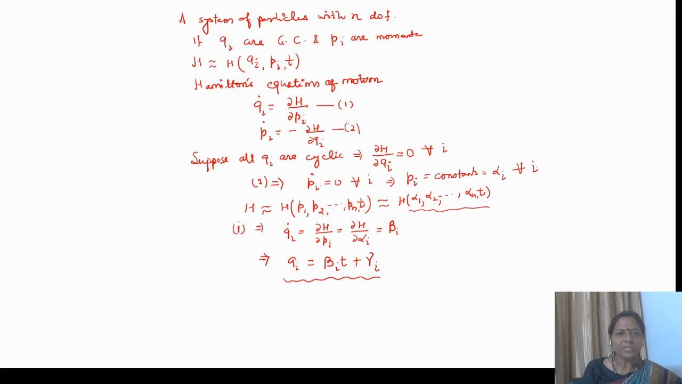Suppose you have a system in which all the coordinates are cyclic, then it is very easy to solve the dynamical system, as you have seen here. I'll explain it with the help of an example.